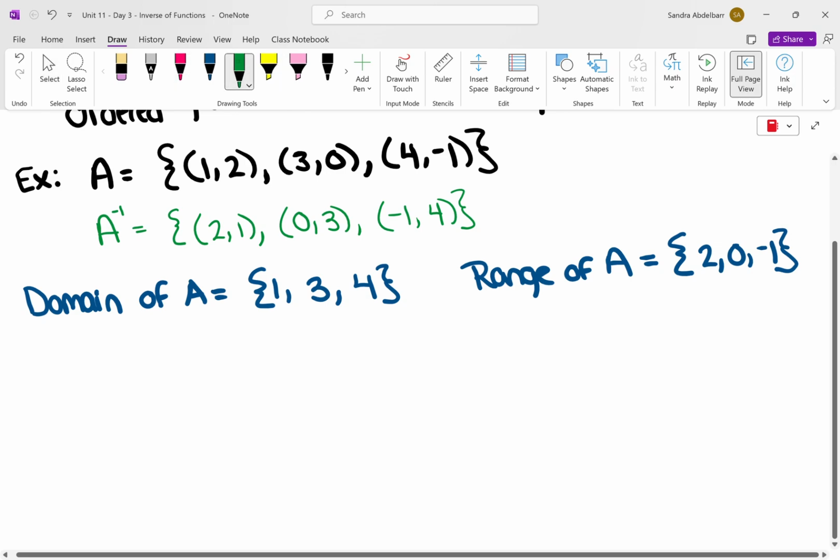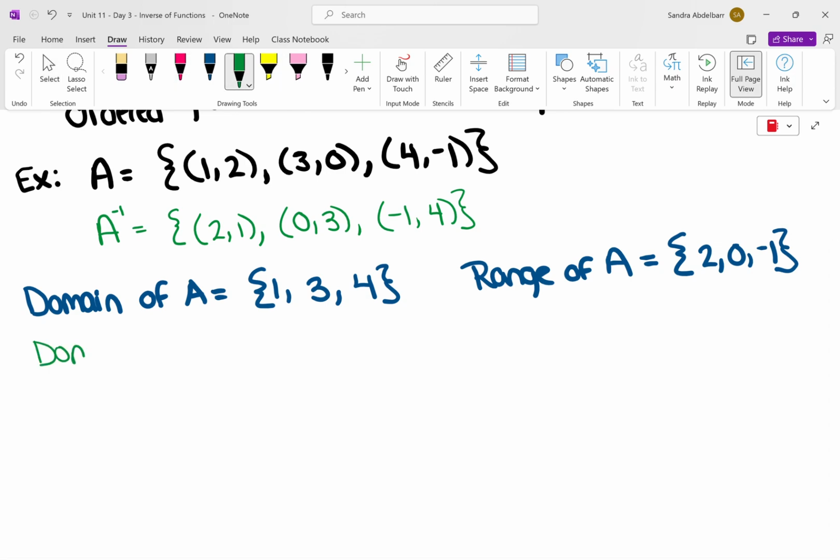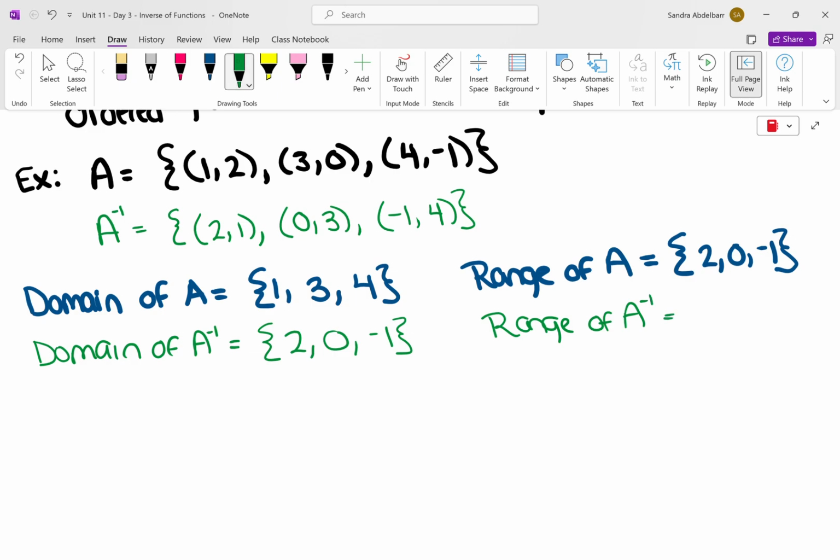Now I want us to find the domain of the inverse. The domain of the inverse will be 2, 0, negative 1. And the range of the inverse is going to be 1, 3, 4.